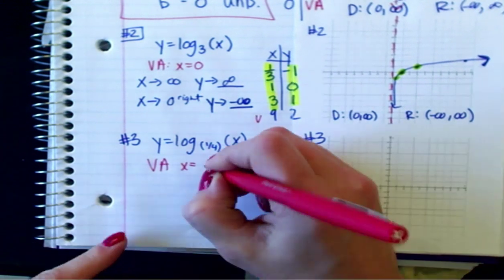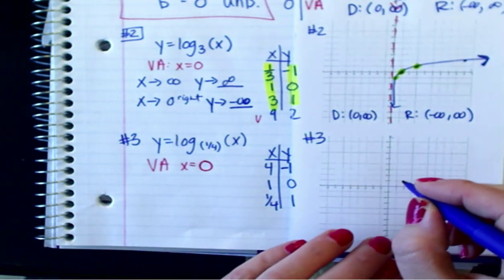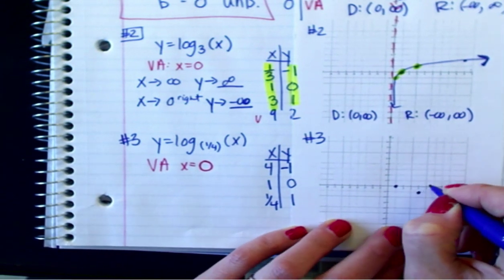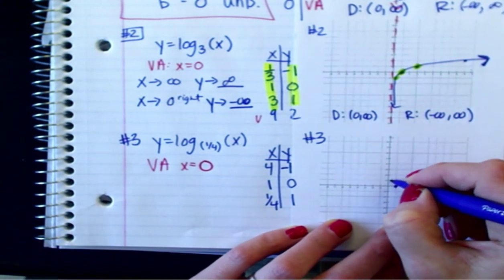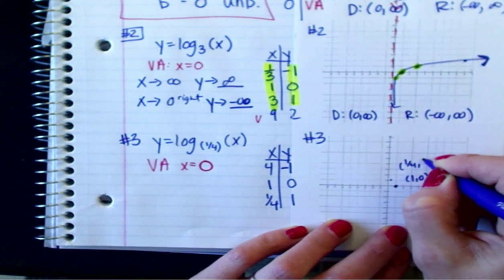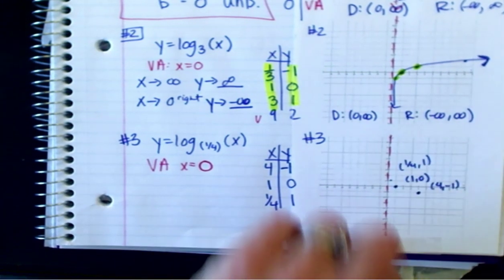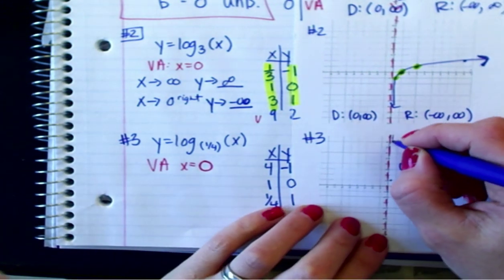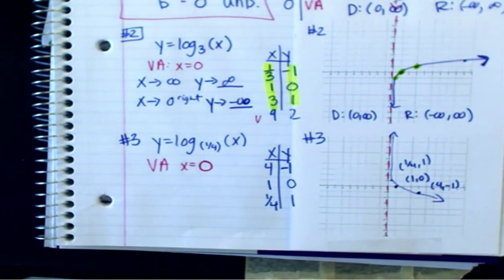Okay, so let's graph. My asymptote is still going to be at 0 because I cannot get the outcomes to be negative. So we have 1, 0. But this time we've got 4, -1. I'm just going to put the points on the graph so I can see them. And 1/4, 1. So my asymptote is at 0. Which point is closer? The one on the top. That means the asymptote's on the top. That's your graph. That's it.